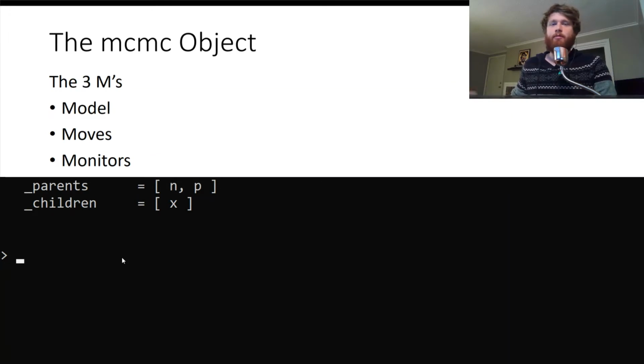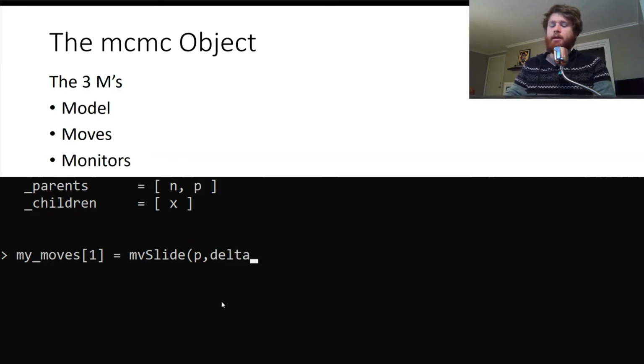Next up are the moves, and we need a vector of moves. In this case we'll say that the first value of that vector is going to be a slide move. This is the same move that we performed in the last video, where we're just picking from a uniform distribution and adding on that value. We're going to perform this move on the p node. This is how we're going to move this value around in the parameter space.